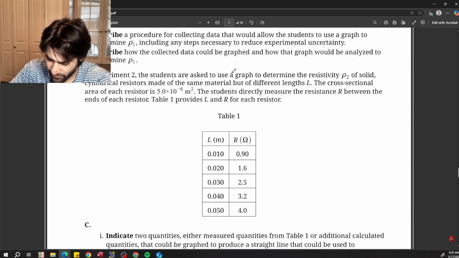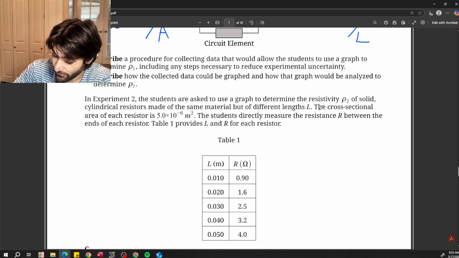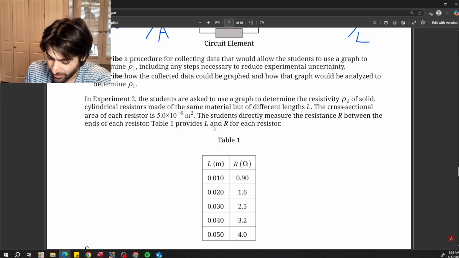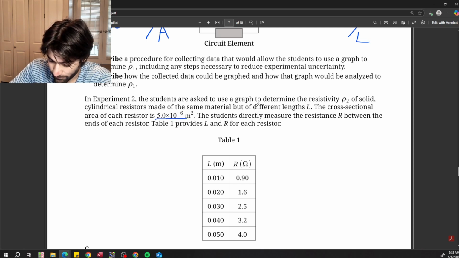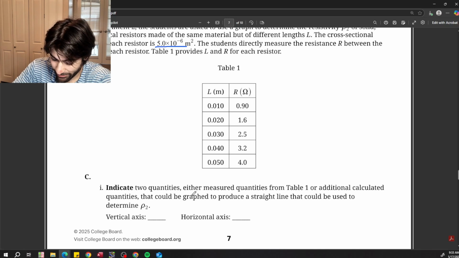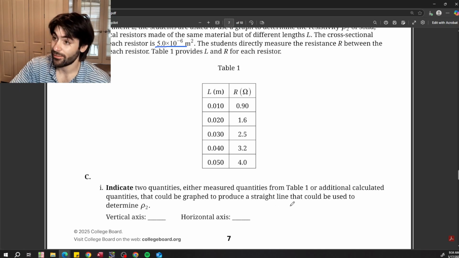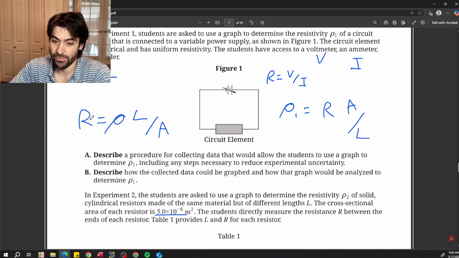Experiment 2, the students are asked to use a graph to determine the resistivity ρ2 of a solid cylindrical resistor made of the same material but different lengths. The cross-sectional area is this quantity given to us. The students directly measure the resistance between each end of the resistor. Here's a table. Indicate two quantities measured from table 1 or additional calculated quantities that could be used to produce a straight line that can determine ρ2. Well, again, we could use the resistance equation involving resistivity.